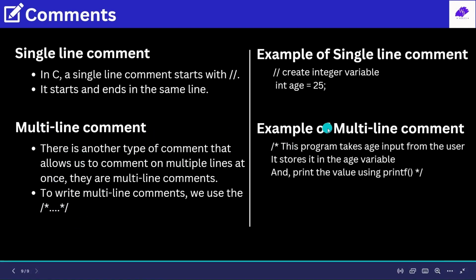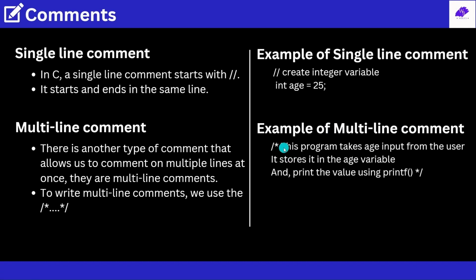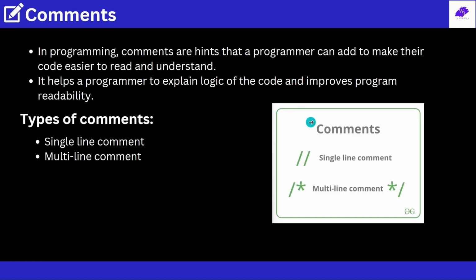So the example for the multiple line comment starts from this sign and ends with this sign. This program takes age input from a user, stores it in the age variable and prints the value of age using the print function. So it is just describing what you are doing in the program. It is not going to affect your output. So comments are used just for a good understanding of your program and its readability.